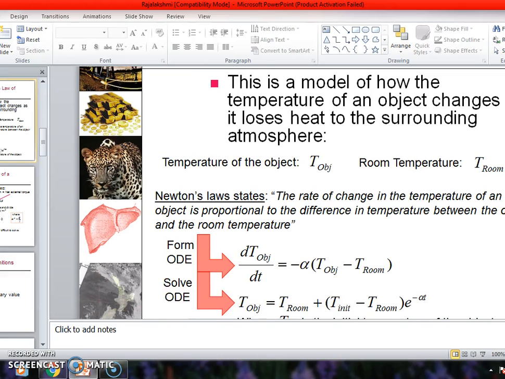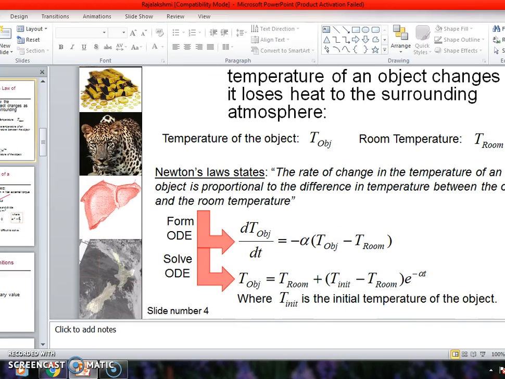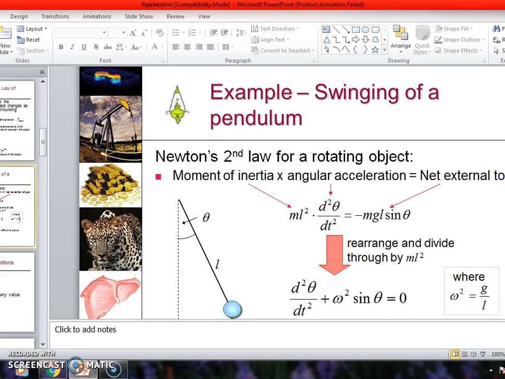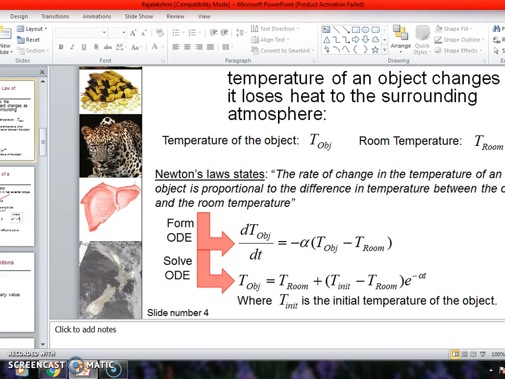Here one is the object, another one is the room temperature. We apply Newton's law of cooling, and here also we use the ODE, where T is the initial temperature of the object.